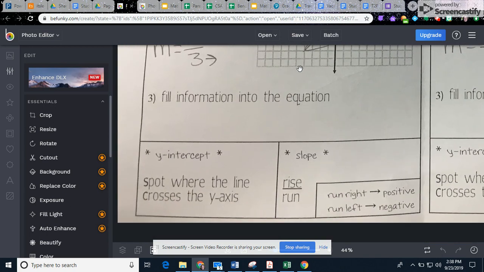Okay, so down here, it just kind of refreshes your memory. The y-intercept is where it crosses the y-axis. Your slope is the rise over run. If you're running right, it's positive. If you're running left, it's negative.